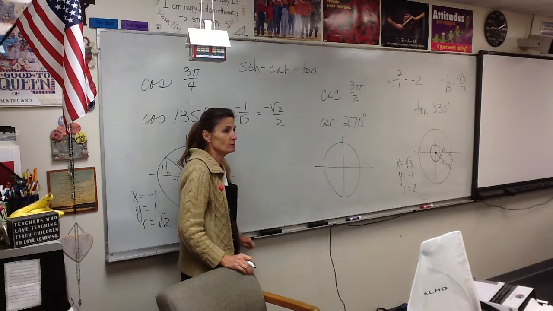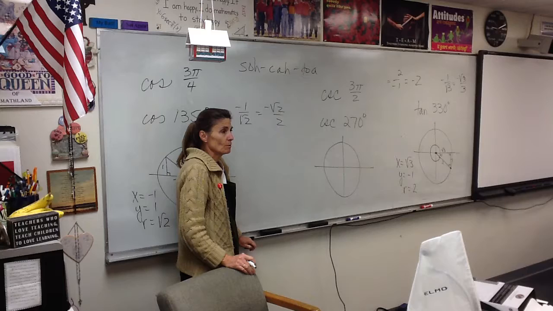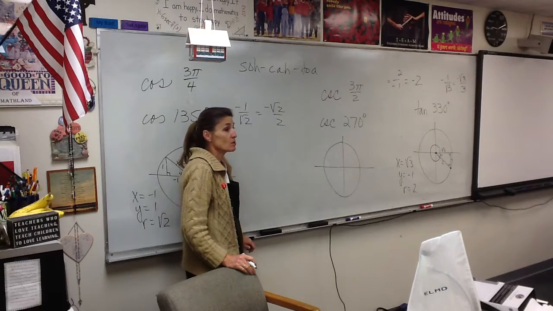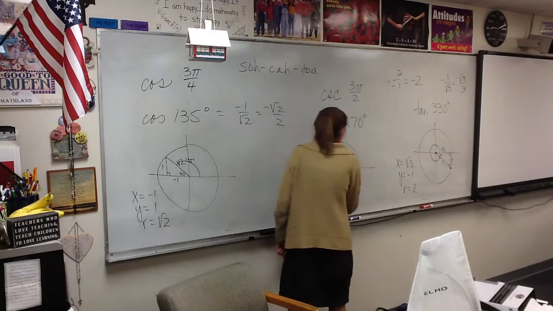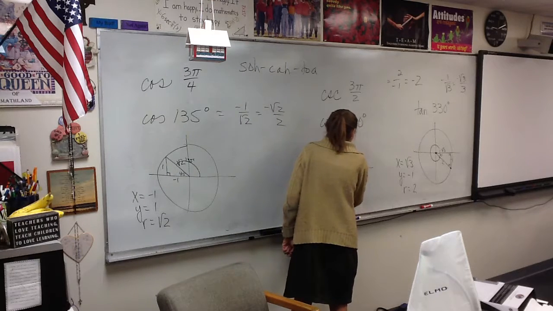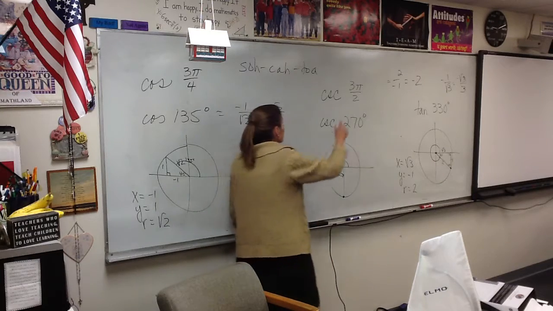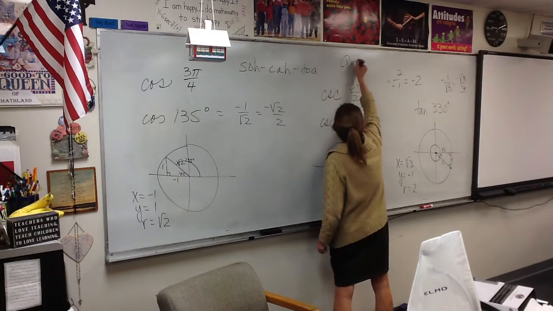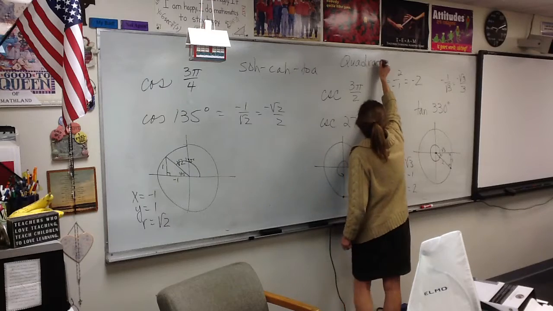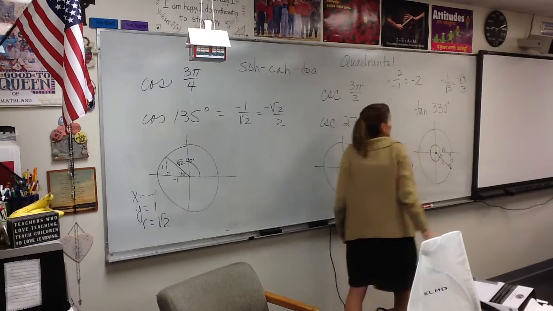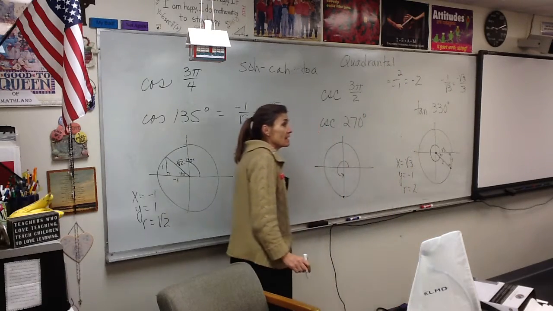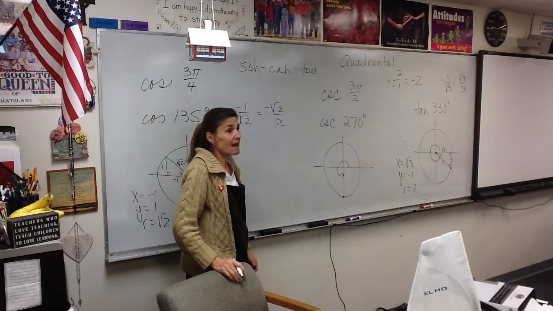Here's the curveball. Where's 270? It's on an axis. Isn't this 270? Yeah. 270 is what we call a quadrantal angle. A quadrantal angle is an angle that terminates on an axis.